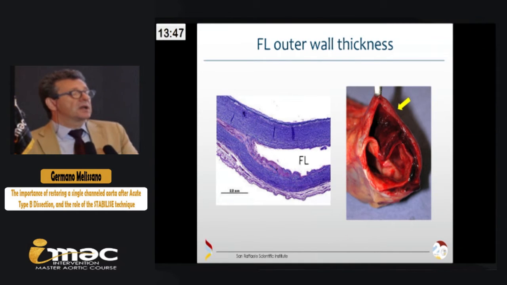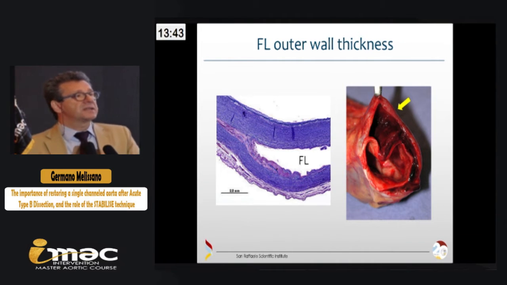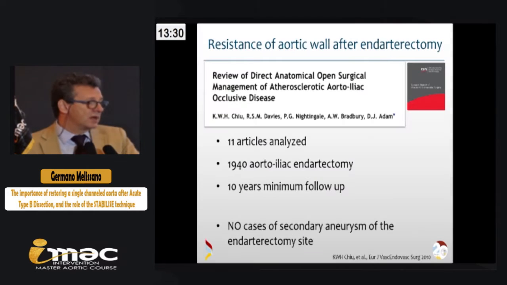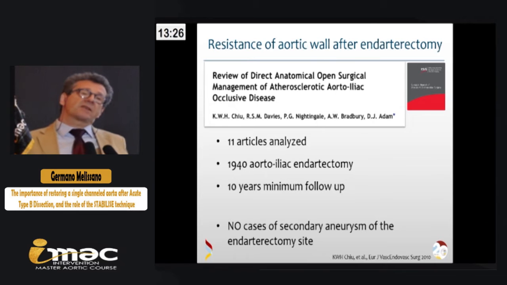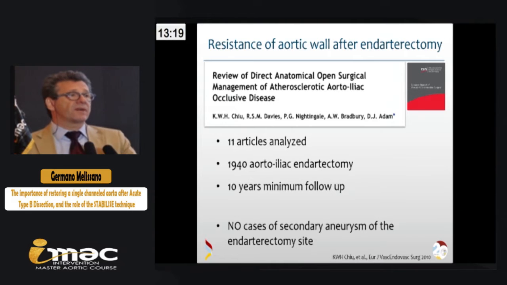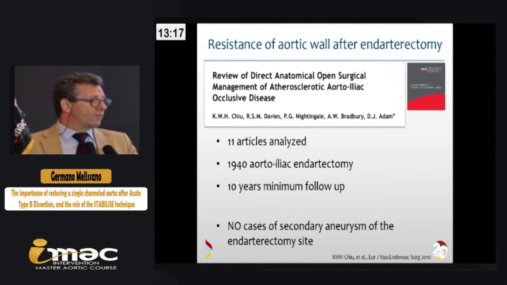However, we know from our clinical practice that there are situations where we are left with an aorta which is even thinner than the plane of natural dissection. And this situation is aortic endarterectomy. So when we perform endarterectomy in the aorta, for instance, for occlusive disease, we are left with a very, very thin layer of aortic wall.